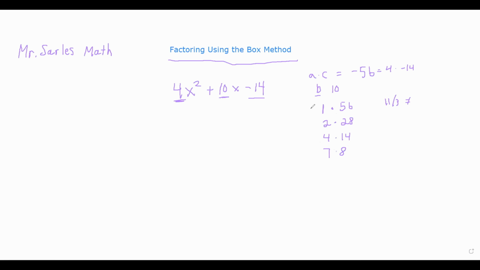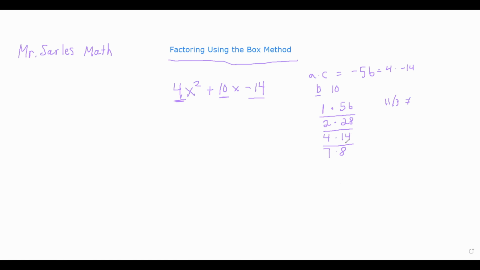So we want two numbers that multiply to negative 56 and add up to 10. This wouldn't add up to 10 if one of them was negative. This wouldn't add up to 10 if one of them was negative. Okay. I hope you see what I see. This is this one.